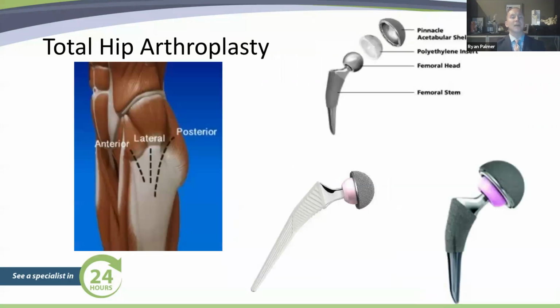Total hip arthroplasty consists of a titanium implant that allows for recreation of the hip joint. As you can see in some of the diagrams here, it consists of a stem that goes into the femur bone, a shell that goes into the cup or the acetabulum, along with a new ball and socket liner that recreate the joint.